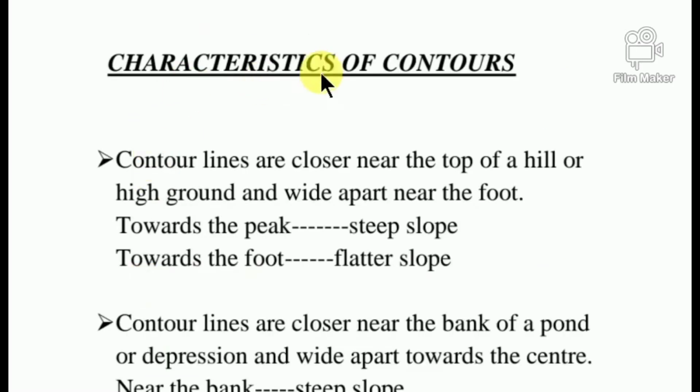Next, we have different characteristics of contours, and this is very important because maximum of the MCQs are asked from the characteristics of contours. The first is contour lines are closer near the top of a hill or high ground and wide apart at the foot. That means suppose we have a hill, so towards the peak the contour lines are very close, so it will indicate a steep slope, and towards the foot the contour lines will be wide apart, so towards the foot we will get a flatter slope.